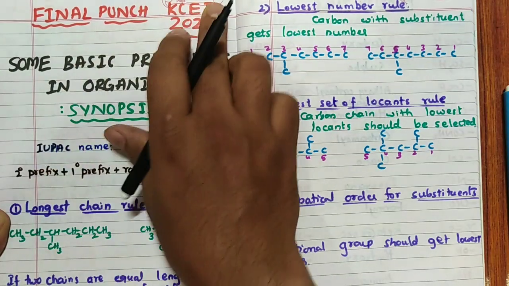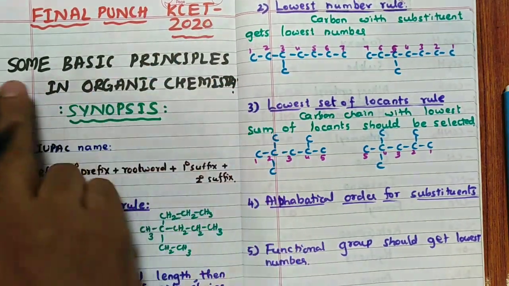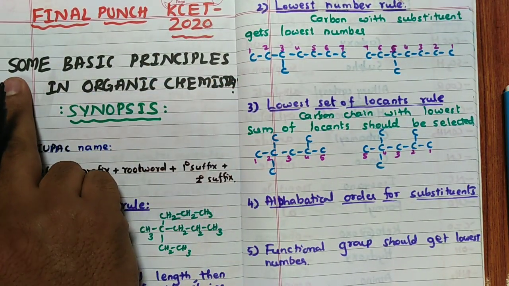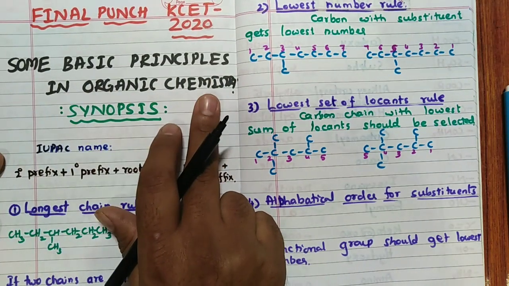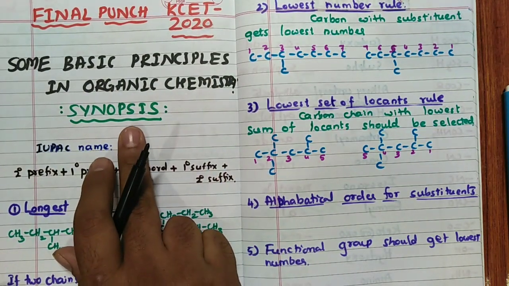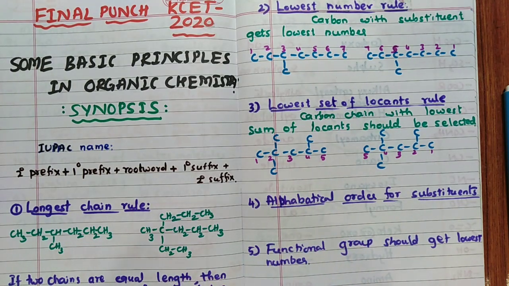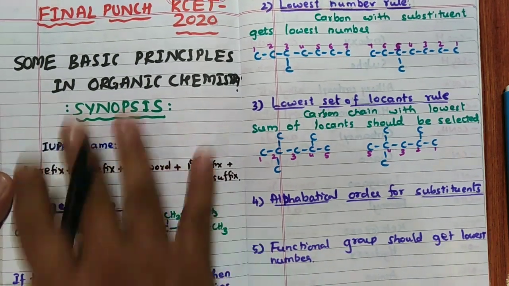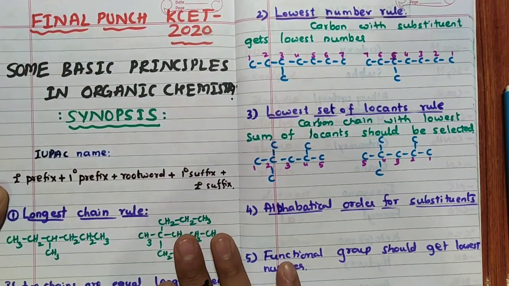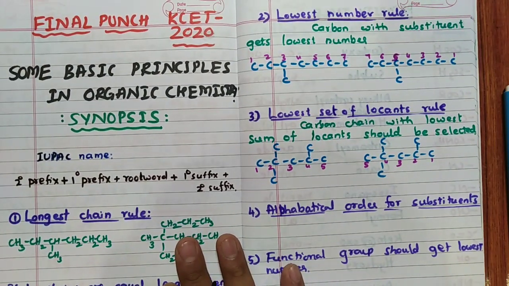In today's final punch KCET 2020, I am going to discuss the first PUC second chapter, Some Basic Principles in Organic Chemistry. First we will see the synopsis, then I will tell you about previous year questions. First we will see the IUPAC name. Classification of organic compounds, I have not explained everything because that is very simple, you can refer.